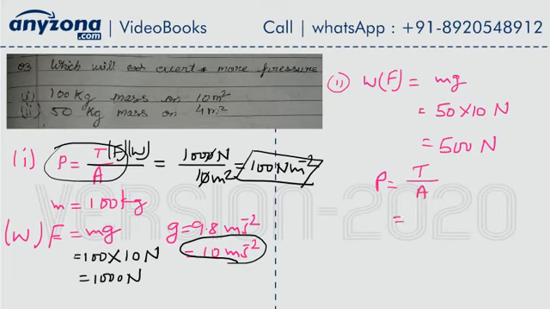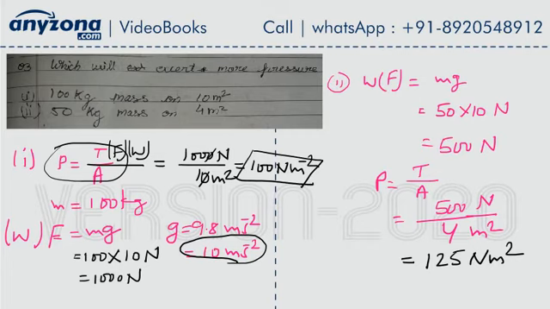T means thrust, and T is 500 upon area. What is the area? Area is 4. 500 Newton upon 4 meter square. If you are not getting my language or have any problem, you can let me know in the WhatsApp inbox. I hope you are getting what I am speaking. Now just take 500 by 4. When you divide 500 by 4, it is equal to 125 Newton per meter square.